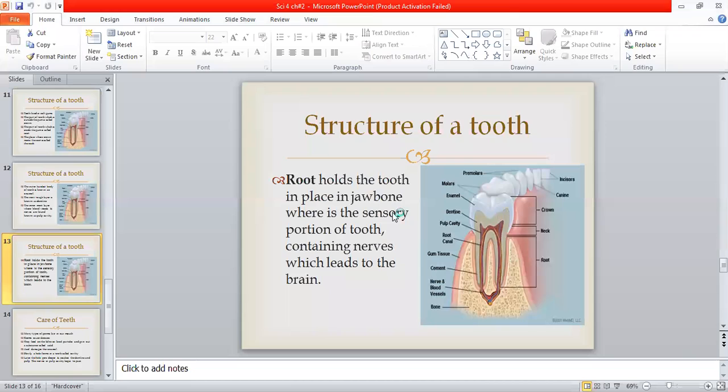Next, root. Again I'm saying that root is the sensory portion of the tooth containing the nerves and the blood vessels. For example, when your milk teeth fall off, blood also comes from your gums. This indicates that blood vessels are also there in your teeth. That's why blood falls from your mouth when a tooth is going to start growing.